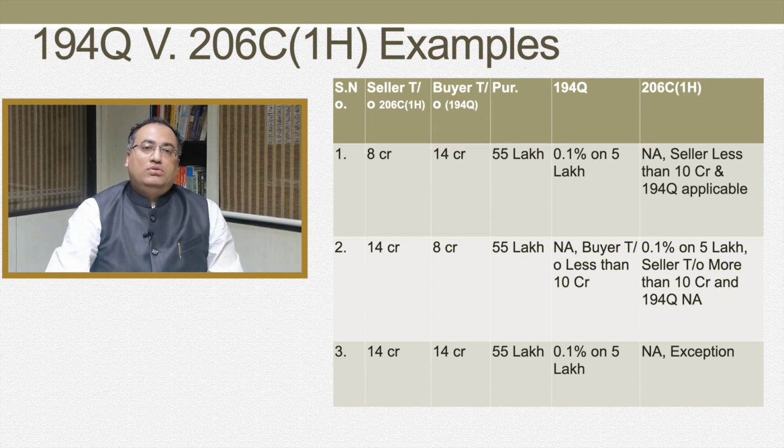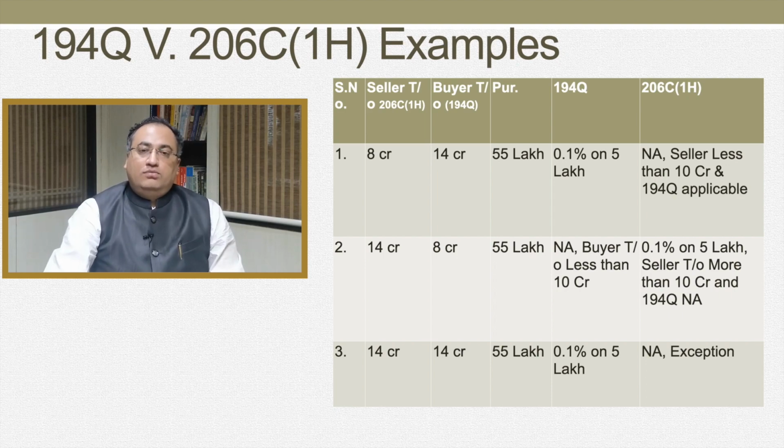Now coming to the next example, here both the turnovers are more than 10 crore. So buyer will want to deduct TDS, seller would also want to collect TCS. So on the same transaction, how could it be possible that TDS and TCS both are being collected? Here comes the exception specified in section 206C subsection 1H, which says that if TDS provision is applicable, in that case TCS provision will not be applicable. So in this case TDS will be deducted, no TCS shall be collected. TDS will be at the rate of 0.1% of 5 lakh, that is over and above 50 lakh rupees.